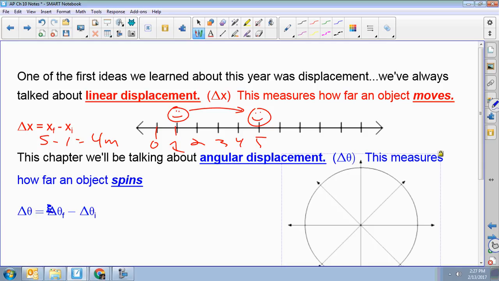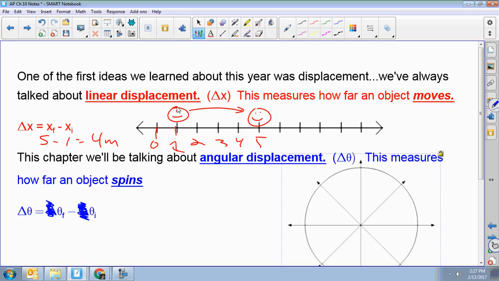These deltas shouldn't be here. Caught it and then forgot to fix it. Okay. So your change in angular position is your final angular position minus your initial angular position. Cool?